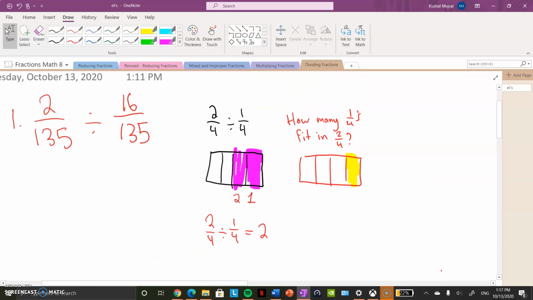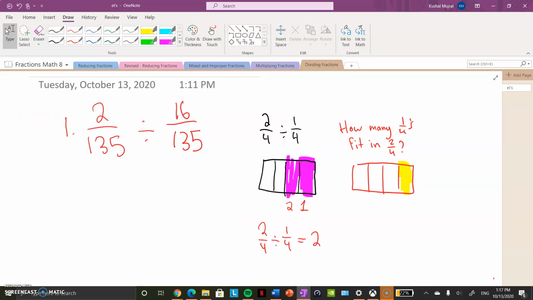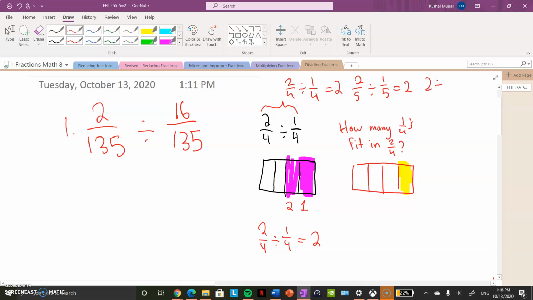Now, let's use the same logic to solve 2 over 135 divided by 16 over 135. 2 over 4 divided by 1 over 4 is 2. 2 over 5 divided by 1 over 5 is 2. 2 divided by 1 is 2. So if you can see the trend here, the denominator doesn't really matter. We're only looking at the numerators if the denominators are the same, okay?